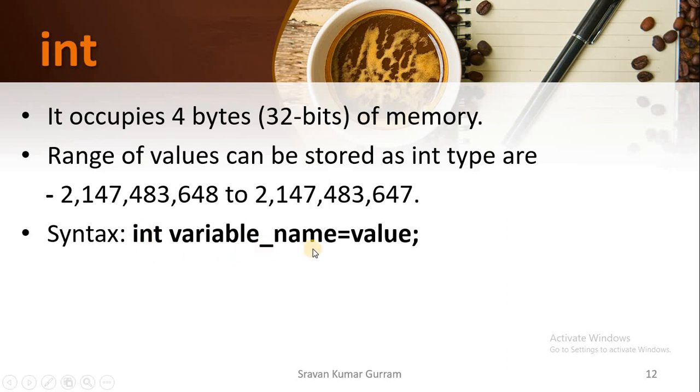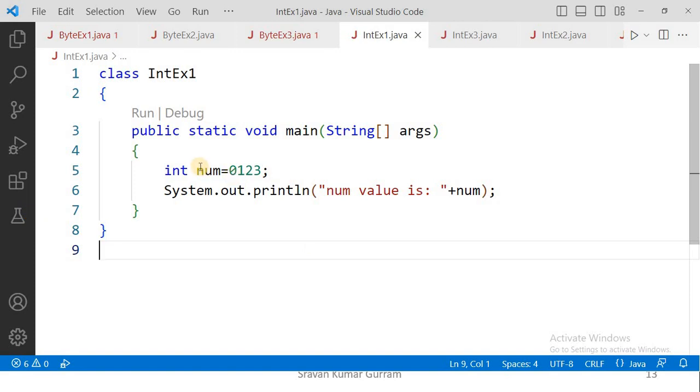Int space variable name, assignment, the value you want to assign. Example: int space variable name is var, assignment some value. Now see this example. In this example, I stored a value 0123 into the int variable. Int num is a variable name, 0123. Then I want to print the variable value.